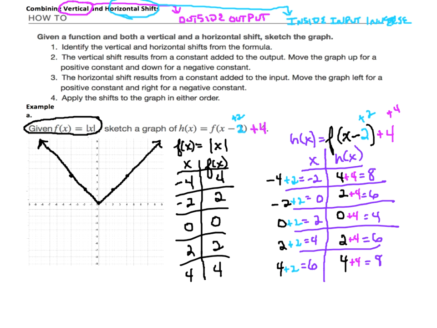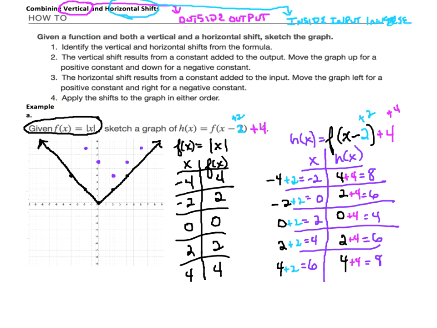So here are my new points. -2, 8. 0, 6. I'm sorry. Yeah, 0, 6. 2, 4. 4, 6. And 6, 8.